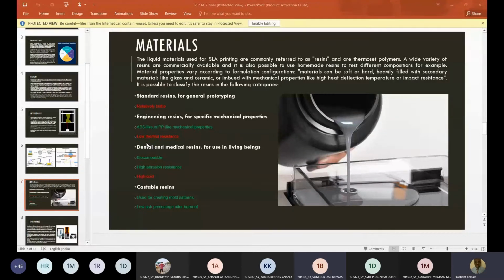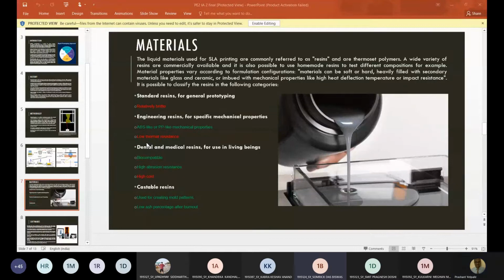We also have dental and medical resins, which can be used in live beings. They're biocompatible so that they don't harm the body, and they have high abrasion resistance, meaning that even after long use, they do not lose their texture and do not get damaged. Unfortunately, these are quite costly.